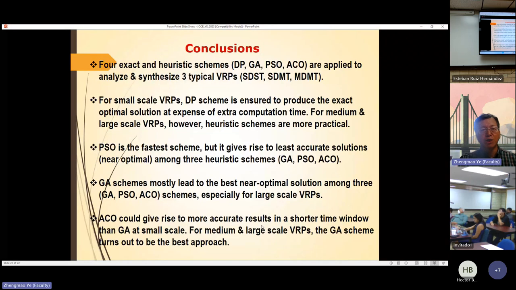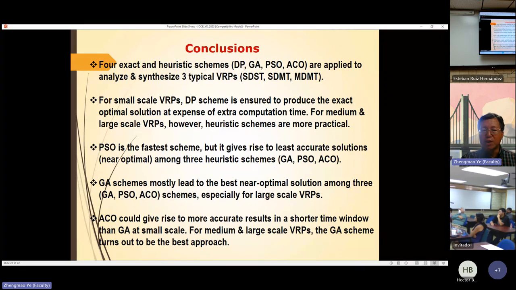So finally, conclusions. A set of exact and heuristic schemes are applied to analyze and synthesize three typical VRPs. For small-scale VRPs, the DP scheme is ensured to produce the exact optimal solution at the expense of computation time. For medium and large-scale VRPs, however, heuristic schemes are more practical. The PSO is the fastest scheme, but it gives rise to the least accurate solution among the three heuristic schemes.